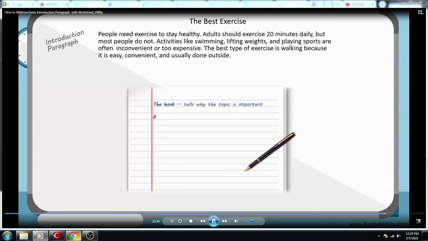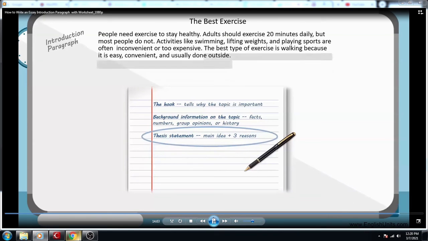After the hook, we need the background information on our topic. General statements. This can include transition, facts, numbers, group opinions, or history. And in this case, our background information is, adults should exercise 20 minutes daily, but most people do not. Activities like swimming, lifting weights, and playing sports are often inconvenient or too expensive. And finally, we have our thesis statement, which includes our main idea and 3 reasons. So our thesis statement reads, the best type of exercise is walking because it is easy, convenient, and usually done outside.